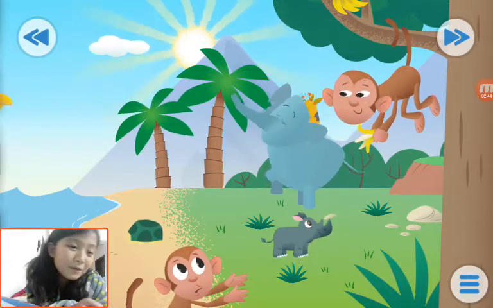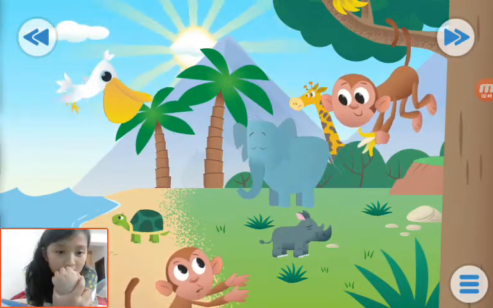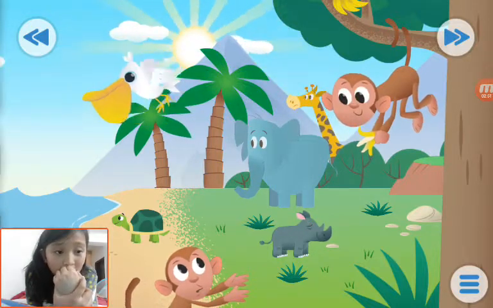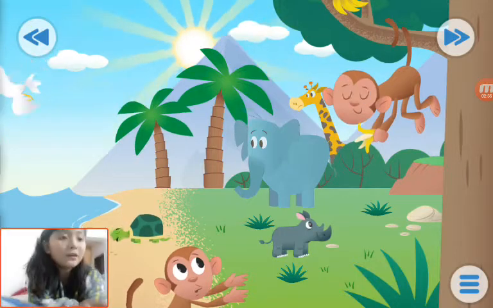Oh, there is a hippopotamus. No, he is not a hippopotamus. Why is he so small? I don't know why.